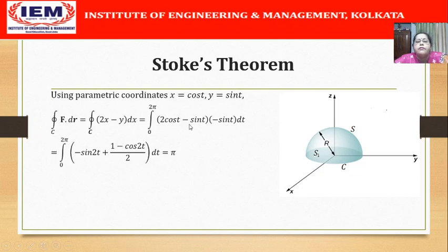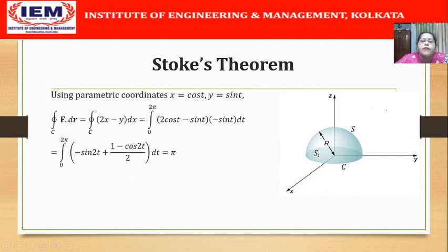So as we simplify this expression, the first term will become minus 2 cos t sin t, so minus sin 2t, and the second term will be plus sin squared t, which we have written as (1 minus cos 2t) by 2. So this we can easily integrate, and as we put the limits, we will see that the answer will come as pi.